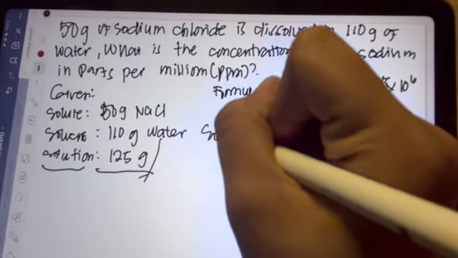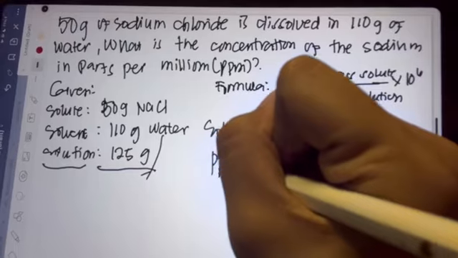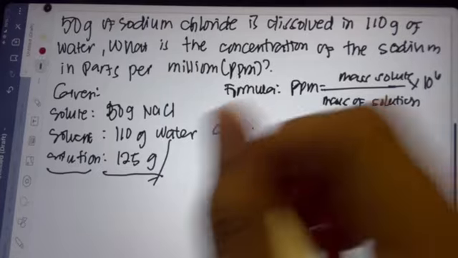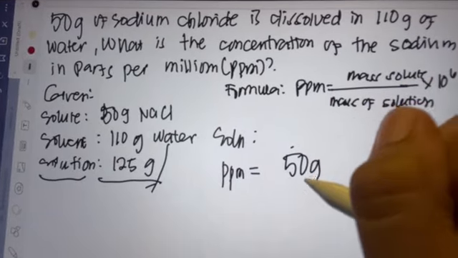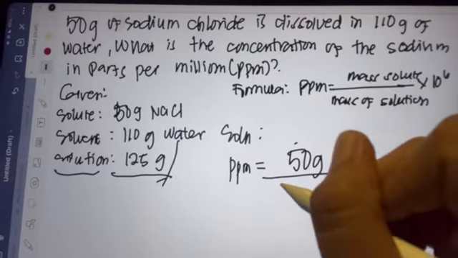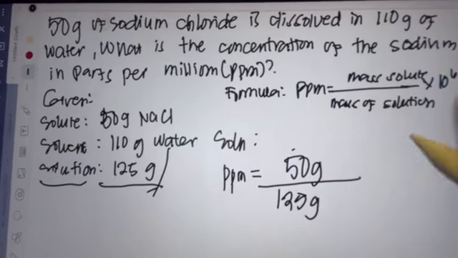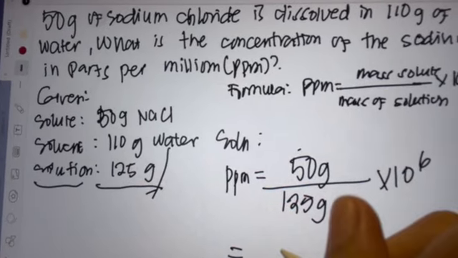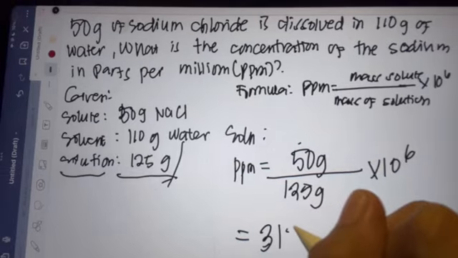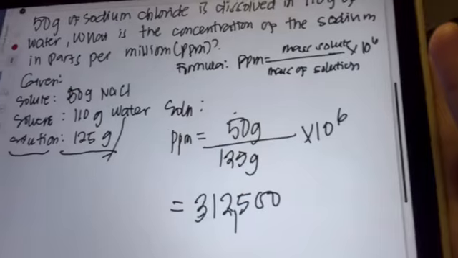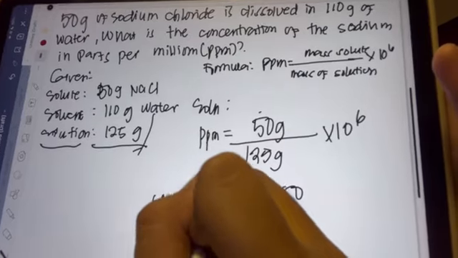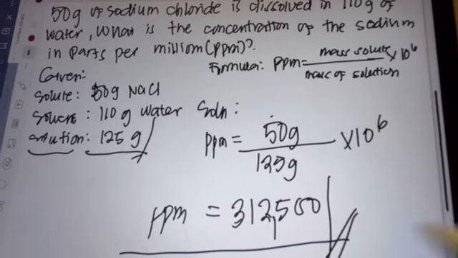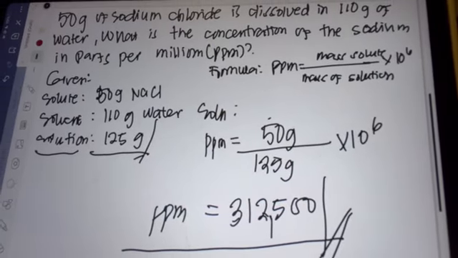Now for the solution, ppm is equal to mass of solute, which is the 50 grams of sodium chloride, over the solution, which is the 125 grams, times 10 to the power of 6, which is equal to 312,500. So this is the final answer for the last problem, which is the parts per million.